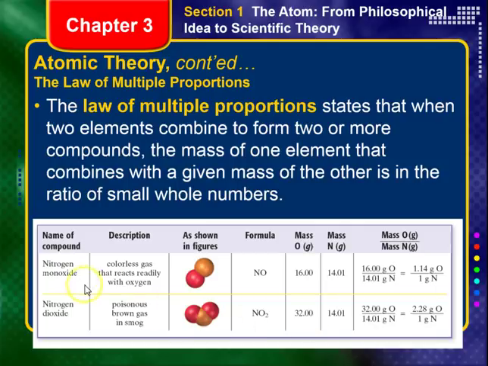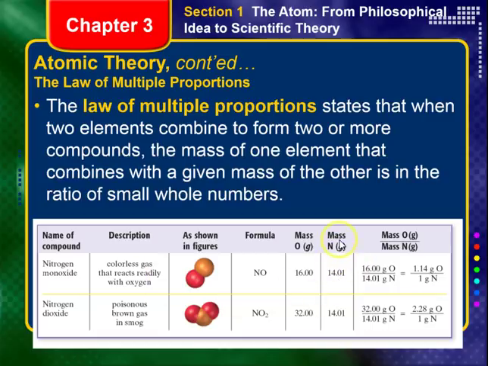And so we can see the example here. Nitrogen monoxide, nitrogen dioxide. I hope that you can tell that just from the name, there's nitrogen and oxygen in both of them. There's one nitrogen, one oxygen for monoxide, one nitrogen, two oxygens for dioxide. But it's always nitrogen and oxygen, which goes back to our definition. When two elements, nitrogen and oxygen, combine to form two or more compounds, nitrogen monoxide, nitrogen dioxide, the mass of one element that combines with a given mass of the other is in a small whole number ratio. And so when we combine nitrogen with oxygen, they'll always occur at whole number ratio.